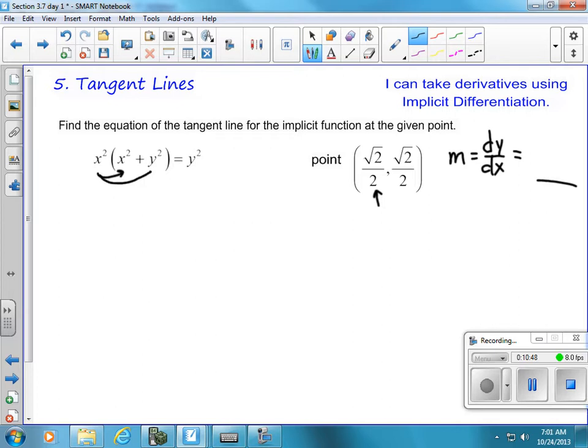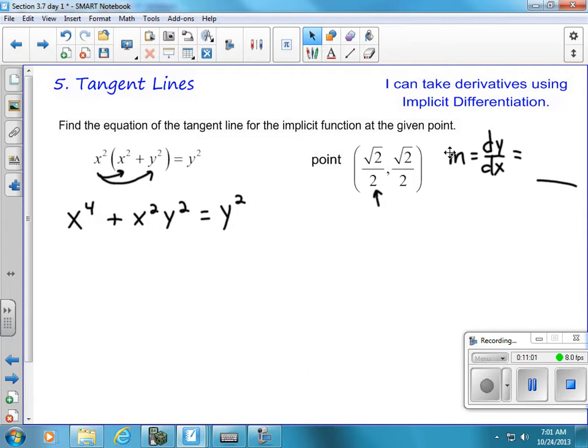So let's distribute first. x squared times x squared is x to the 4th, plus x squared y squared, equals y squared. All right, in taking this derivative, we have one more challenge to overcome, and that is this term right here. I could make a smiley face out of that. But anyway, this term is a product. We have to use the product rule. So don't forget to consider that when we do that.